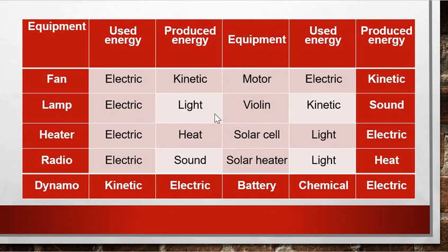Okay, the lamp takes electric energy, so the energy used is electric energy, and gives what? Light. Excellent. Light energy. The heater gives us heat, right? So it uses electric energy and gives us heat energy. A radio takes electric energy and gives us sound, some music, Quran.